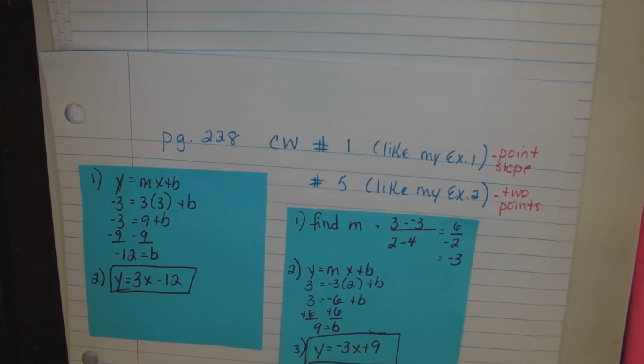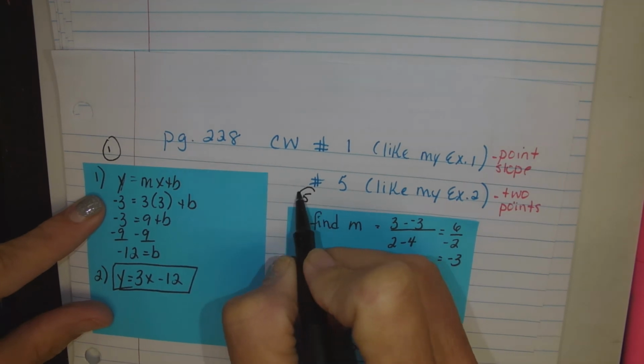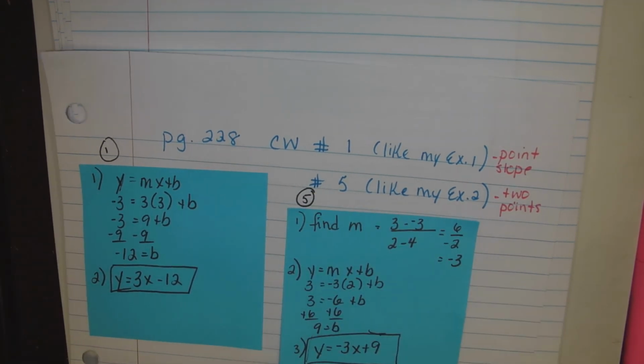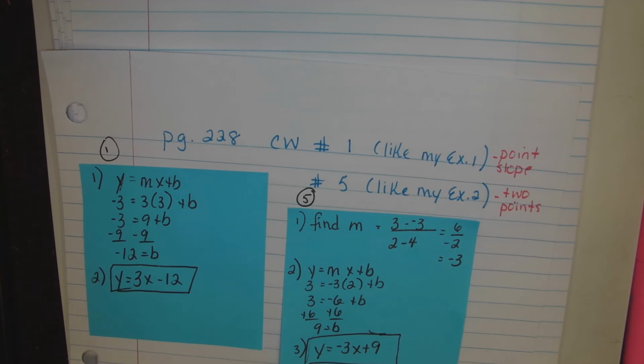So here's number 1. Here's number 5. For this one, given 2 points, you needed to find the slope first, which is negative 3. Choose either point. There was one point that had a negative. I chose the other one. Okay? Doesn't matter which point you choose.